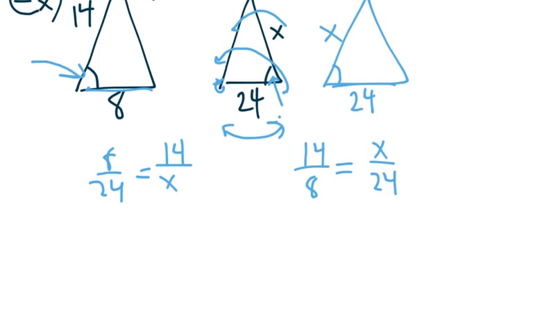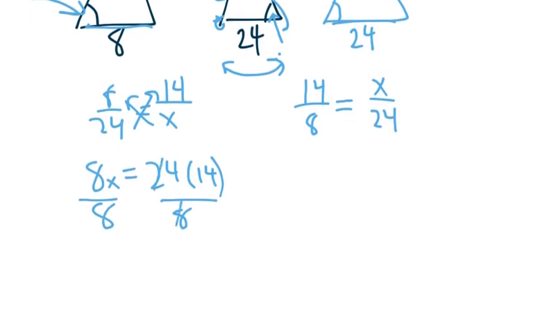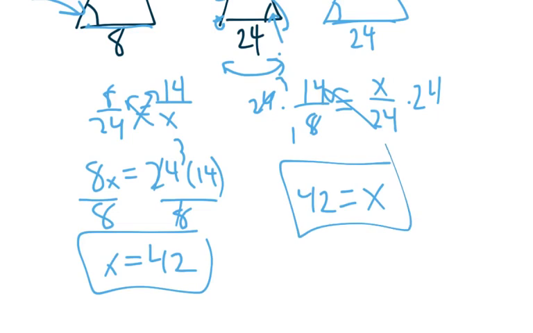Now, go about solving. Here, do a little cross multiplication. We'll end up getting 8x is equal to 24 times 14. I'm not multiplying that out because I have to divide by 8, and I know when I divide by 8, that's going to become 3. x equals 3 times 14, which is 42. Here, I'm going to get something similar. Multiply both sides by 24, and so I'll have, again, 3 over 1. 42 is equal to x, and there we go.